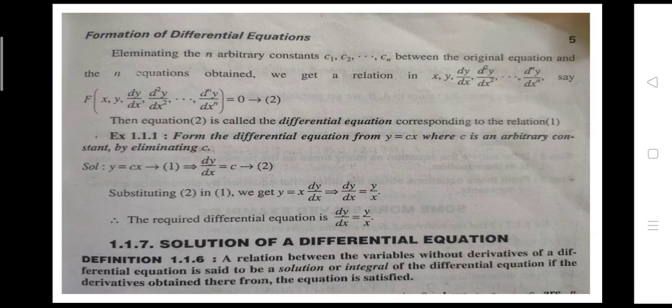Here, what is relation 1? The first equation. So according to this relation, this is called the differential equation corresponding to equation 1. Now let us see one example. Form the differential equation from y is equal to cx, where c is an arbitrary constant, by eliminating c.